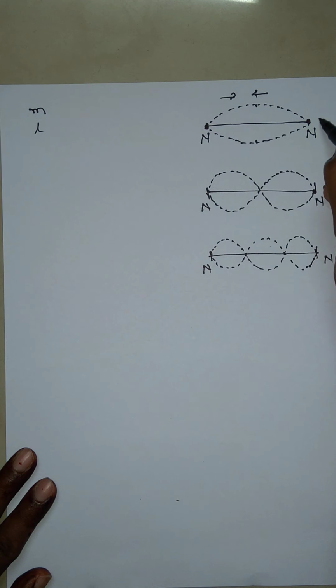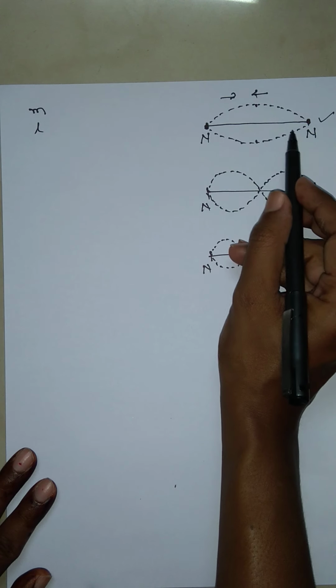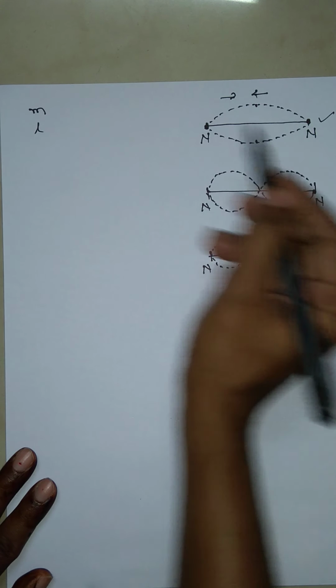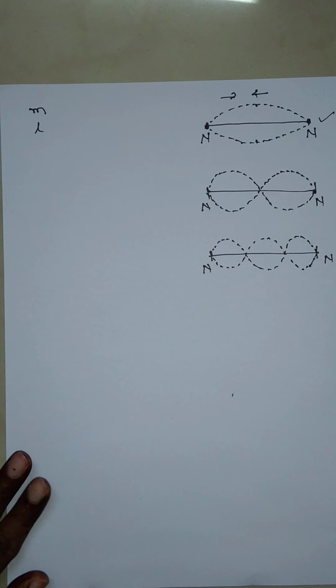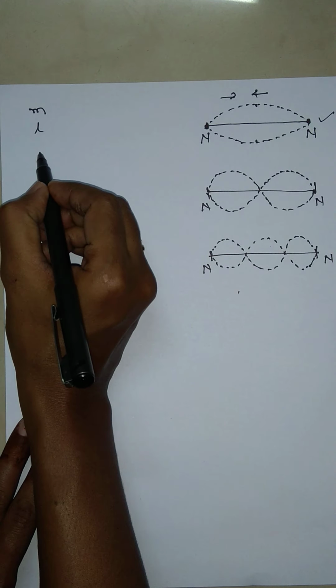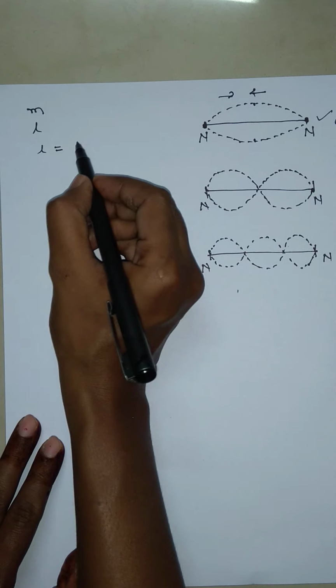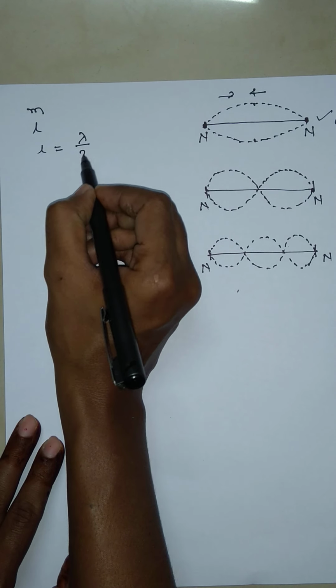Now let us consider the first case, say A, where one loop has been formed over the length of the string. That means I can write down the length of the string equals to length of one loop, which is lambda by 2.